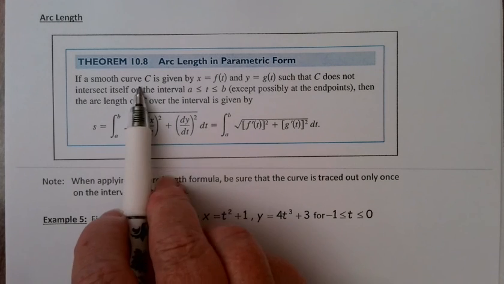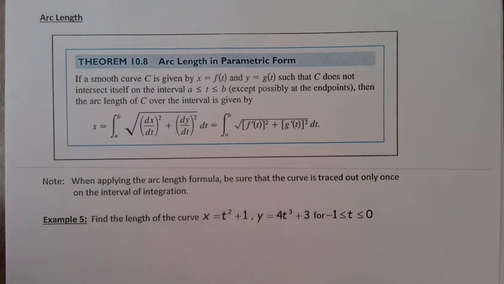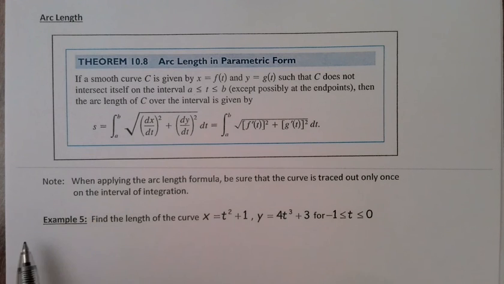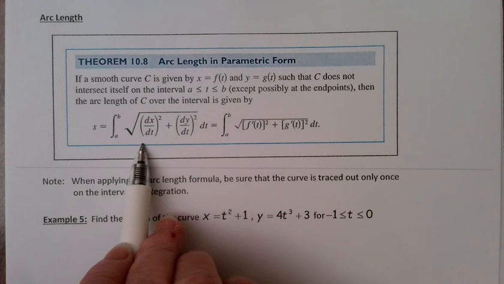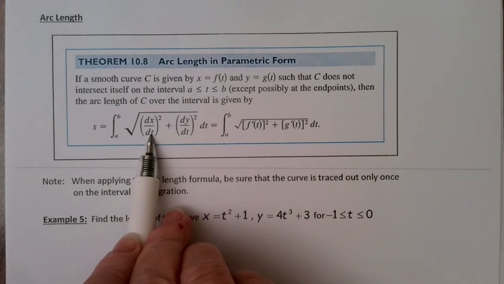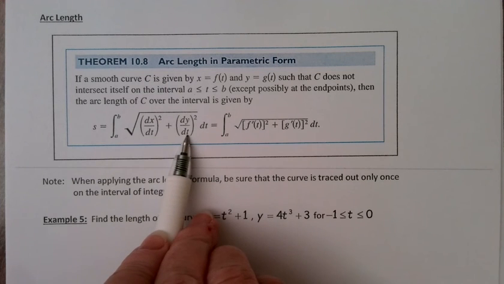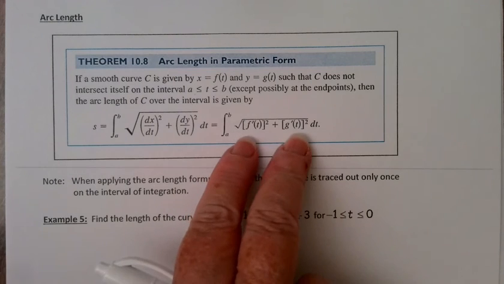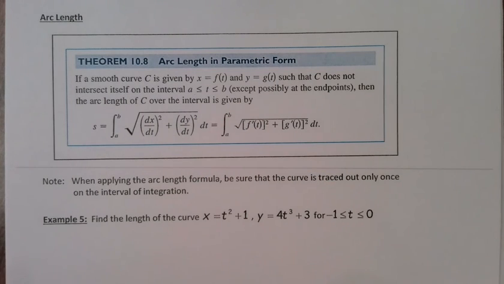So as long as I've got a smooth curve, and C doesn't intersect itself on the interval, except maybe at the endpoints, then I can find the arc length of that curve over the given interval by integrating from a to b, the t values, the square root of (dx/dt) squared plus (dy/dt) squared dt. And here that same thing is again in the f and g notation. Same thing.